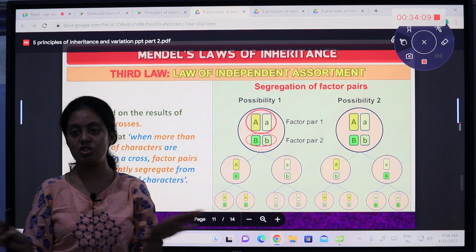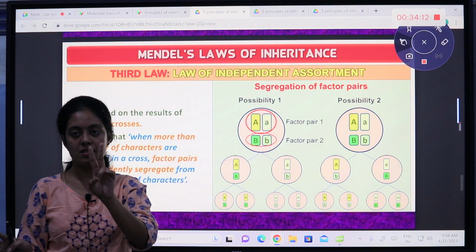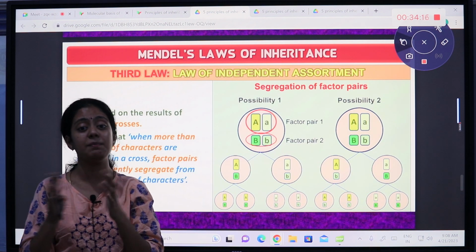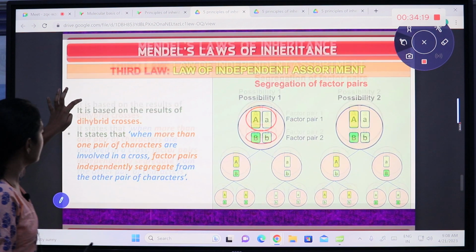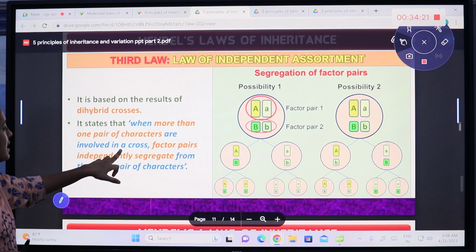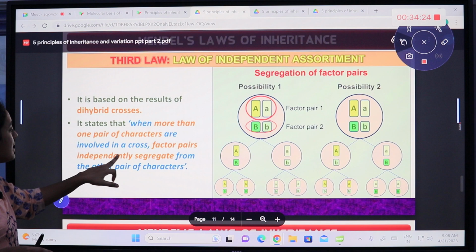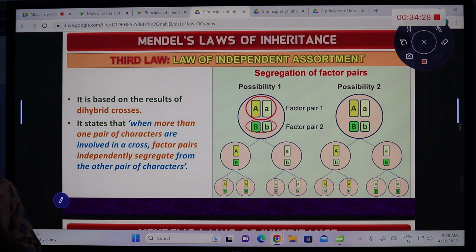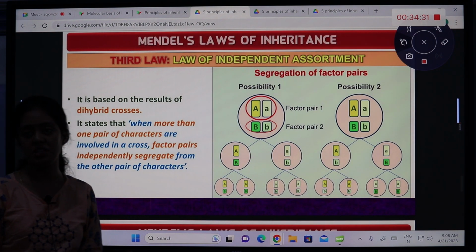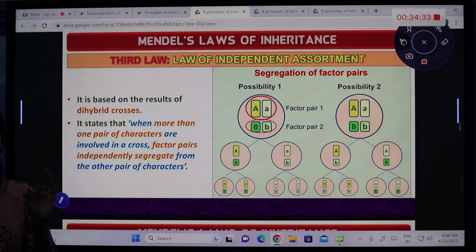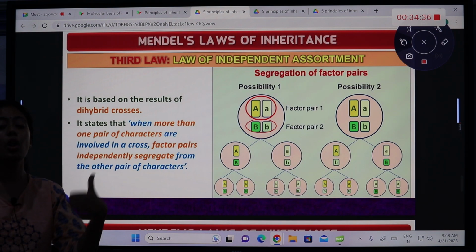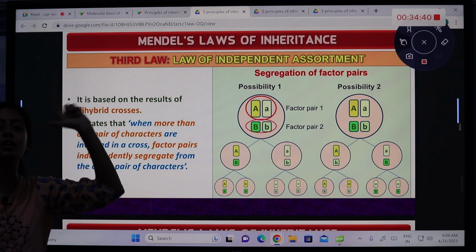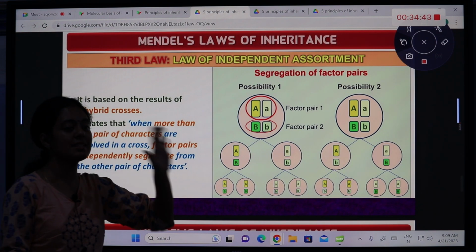Assortment means separation, segregation of two characters. Assortment comes when there are two things. Independent means they do not depend on each other. So read here: when more than a pair of characters are involved in a cross, factor pairs independently segregate from the other pair of characters. They do not depend on each other. That is the law of independent assortment. Hello, concentrate here. Law of segregation is monohybrid cross. Law of independent assortment is dihybrid cross.